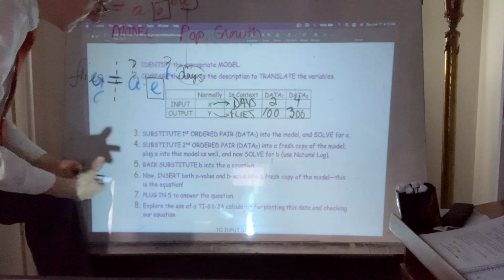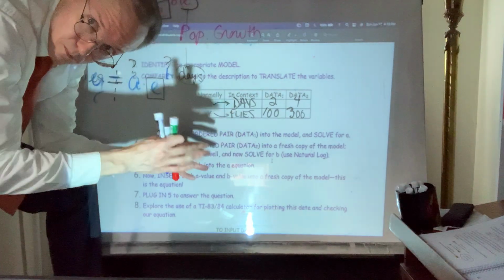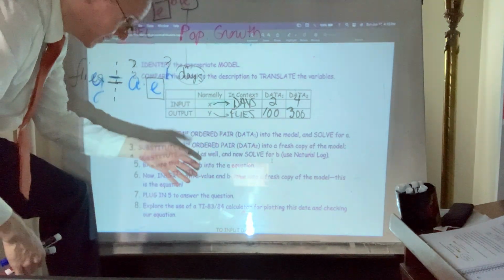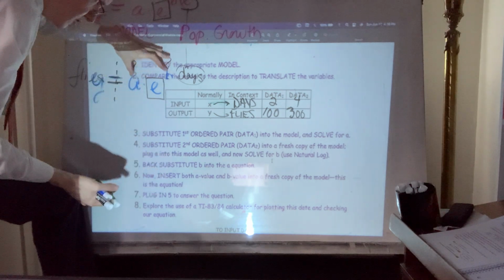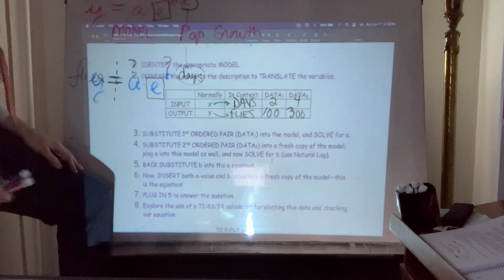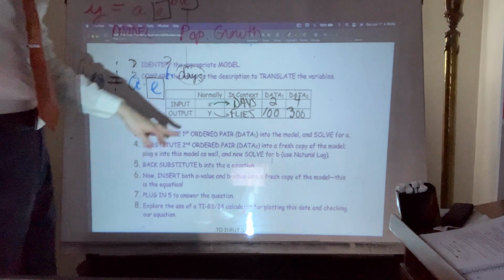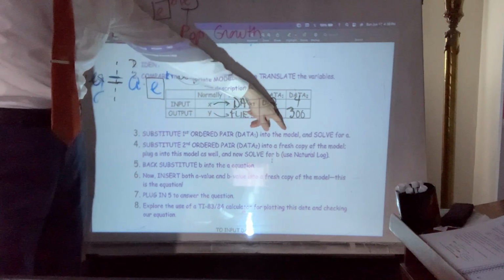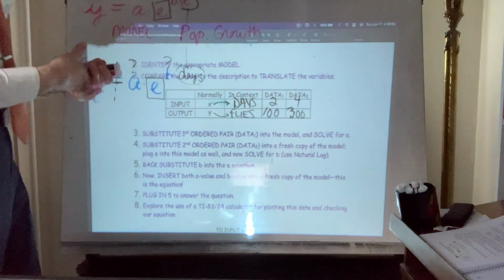The second way to do this is to basically build up a list in the stat app of your calculator, and as long as you know that it's exponential regression, it will give you those pieces of information, lickety split. Anyhow, let's do it the more brute force way because you need to have some foundational practice. We're going to substitute the first ordered pair into the model and then solve for A. We're going to get an algebraic expression from that.